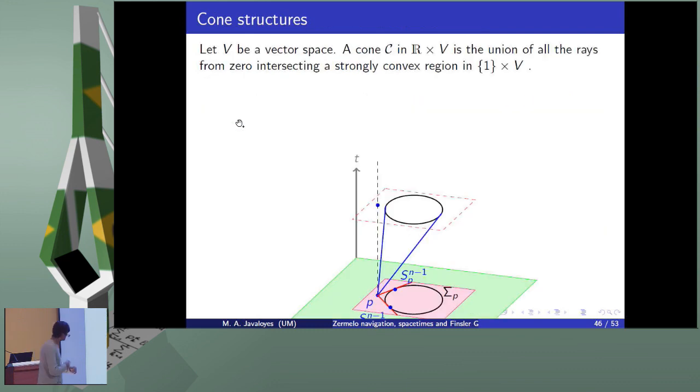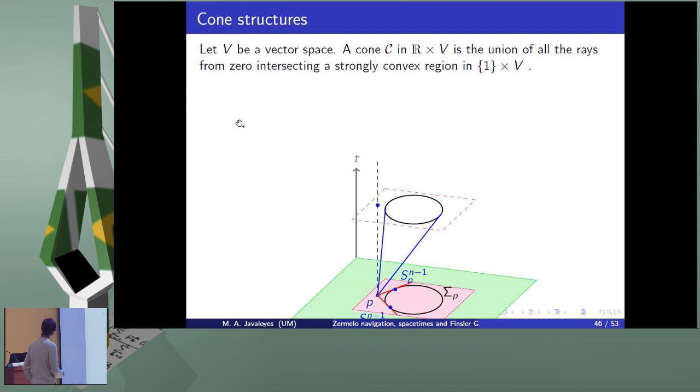Well, the last thing I want to speak about is cone structure. We have solved the Zermelo problem when the wind is time independent, even when the wind is strong. So the last case is what happens when the wind is time dependent. In such a case, we will need a space-time, or to be more concrete, a cone structure.